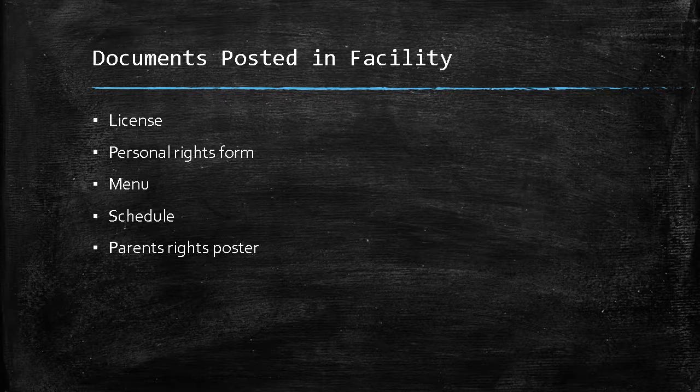Documents posted in the facility, and once again, these are deficiencies that might be noted by licensing. Having your license posted, a personal rights form as well, a menu, so your current menu, even if it's cyclical and it doesn't change that much, you have the menu for this week posted, the schedule of the classrooms, and then the parents' rights poster. So these are some of the things that you have to have posted in your facility. And this is what has been noted by licensing as an issue, and so I wanted to bring it to your attention that these are some of the things you should focus on.